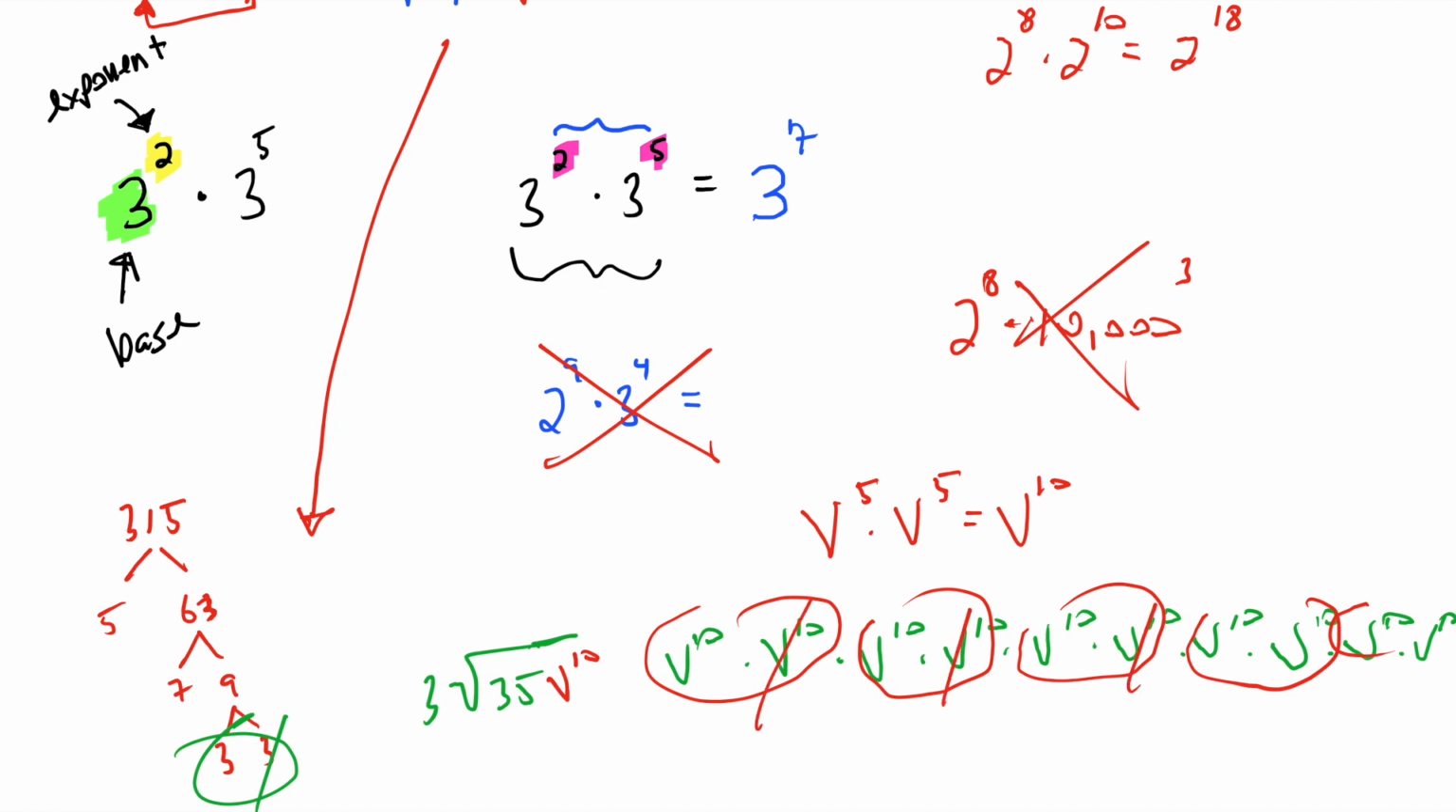Oh, I didn't do that. 5. So tell me what's the final answer? Root 35. Perfect. Get it?